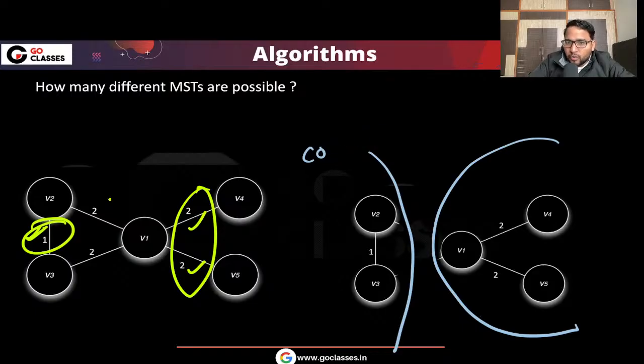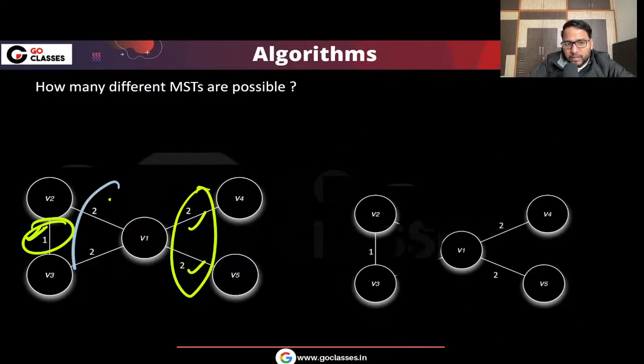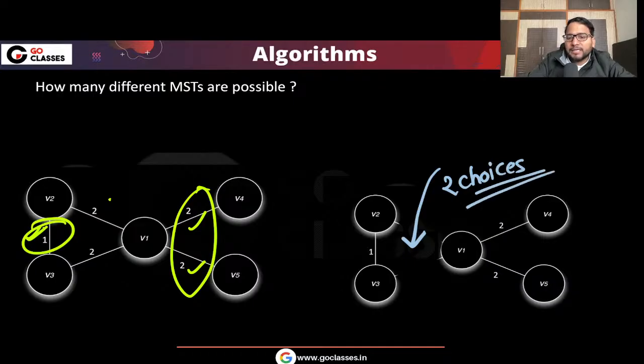Since to connect there are equal choices, like you can connect via 2 and via 2, either you take this or you take this. So there are two choices here. Hence there are two minimum spanning trees possible. Two minimum spanning trees. I hope that is fine to everyone.